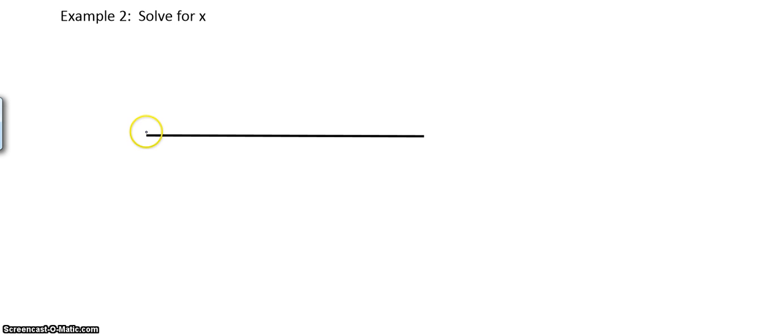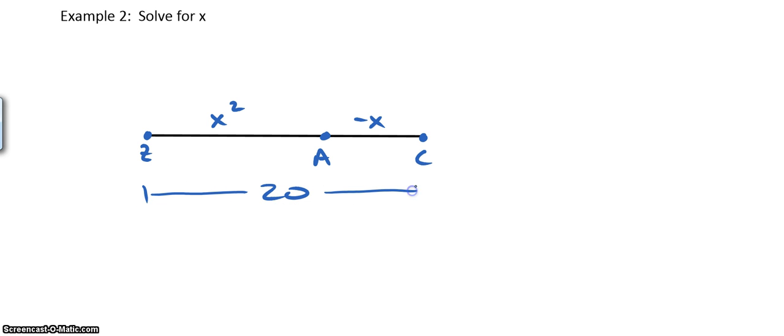Let's call this Z. Let's put A right here. We'll call that A, and we'll call this C. And I'm going to tell you ZA is x squared units. AC we're going to call negative x. And we're going to say the entire thing, ZC, is 20 units long.